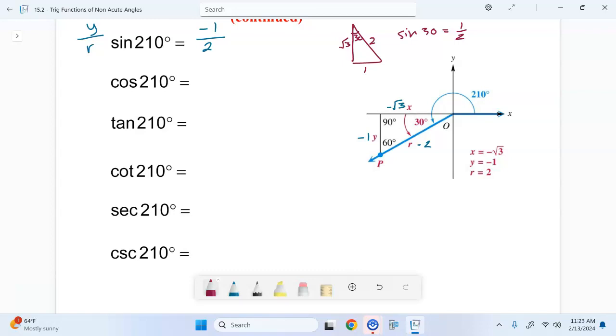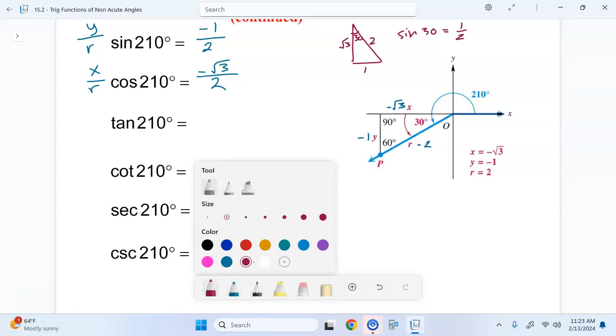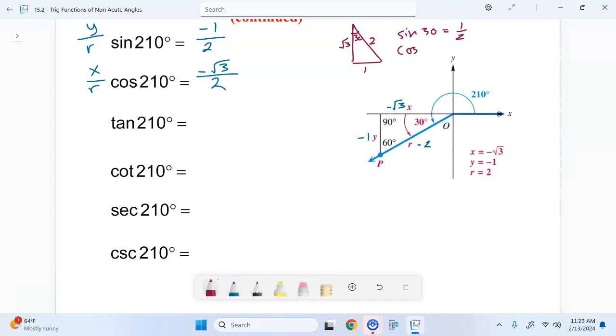So the reference angles have the same value. We're just switching the sign as we move around depending on whether x and y are positive or negative. What 2 sides are we going to look at for cosine? X over r. What's my x? Root 3. And if we look at the reference angle, our special right triangle, cosine of 30 is a positive root 3 over 2. Same value, different sign. Because now x is negative. The same values.